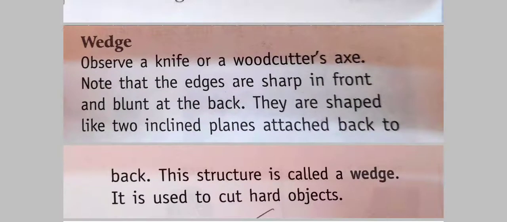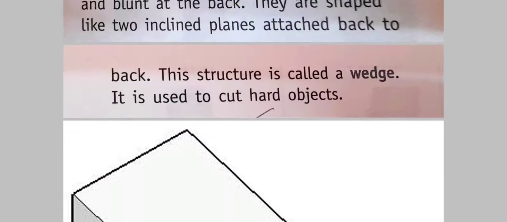Second, wedge. Observe a knife or a woodcutter's axe. You might have seen when woodcutters want to cut wood, they use the axe. Imagine that axe just now. Note that the edges are sharp in front and blunt at the back. They are shaped like two inclined planes attached back to back. This structure is called a wedge. It is used to cut hard objects.